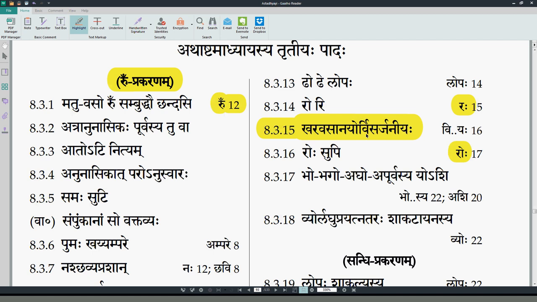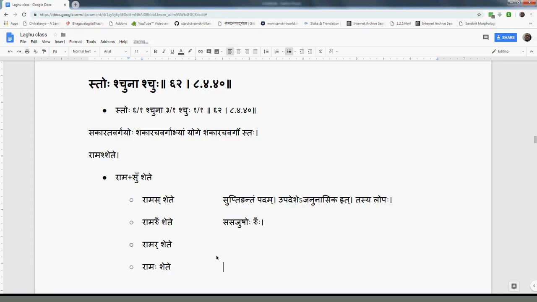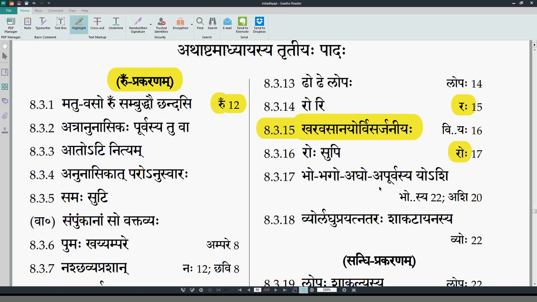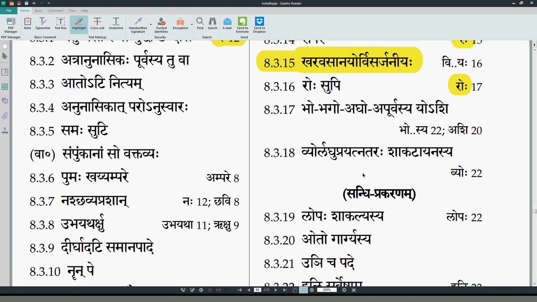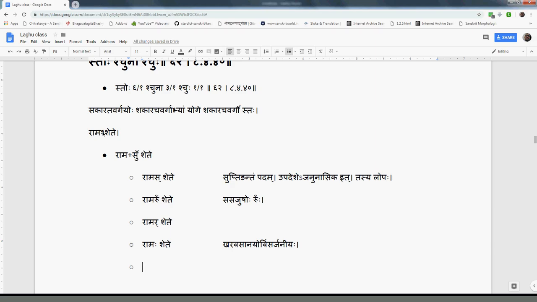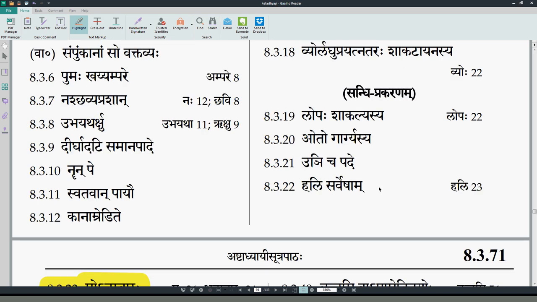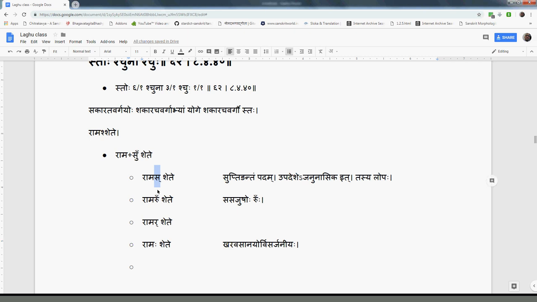By which sutra? By this Kharavasanayor Visarjaniyaha. So visarga has happened. Now what does it say? Visarga is one possibility. Starting with Ramash, see Ramaha Shete, Ramas Shete, we have reached Ramaha Shete. So this is one possibility. Other possibility is our sutra, current sutra, Stosh Chunash Chuhu. But for Stosh Chunash Chuhu, what have we said? We need Sakara.